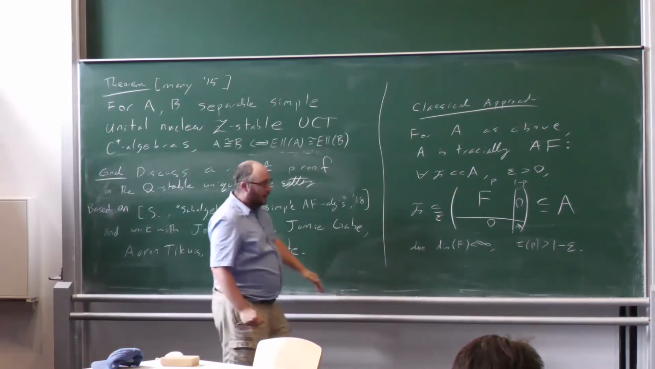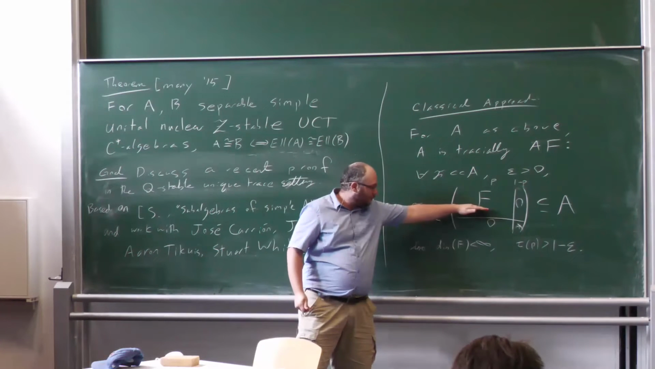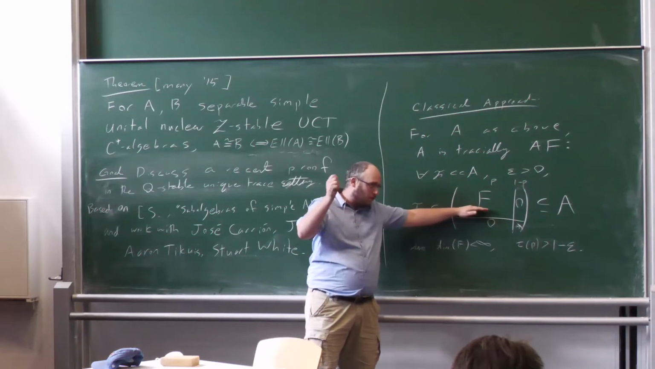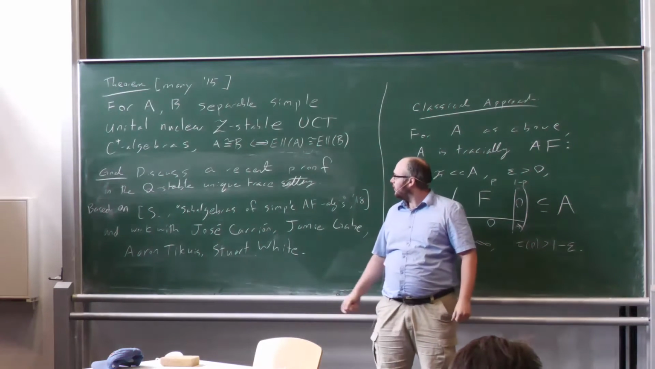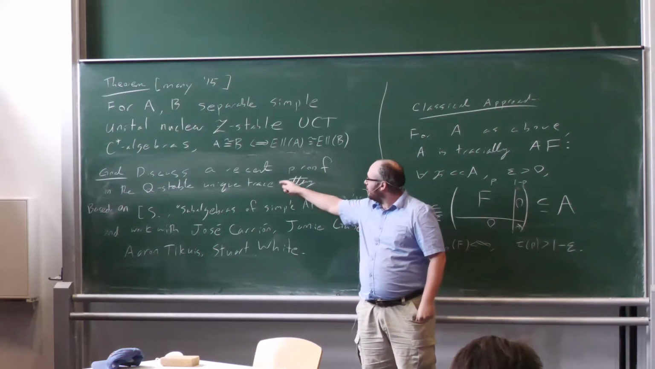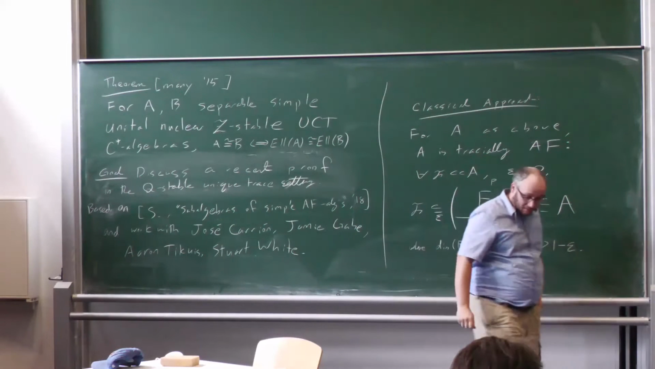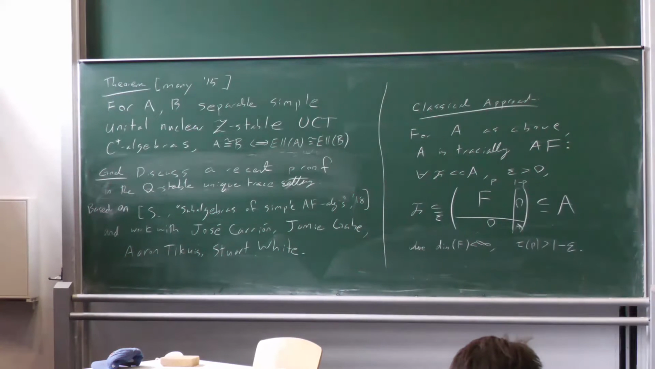If there were several traces, what ends up happening is you need, instead of finite dimensional, something like C of 0,1 tensor finite dimensional, or slightly more than that. And when you're not UHF stable, there's an elaborate series of reductions to the UHF stable case.